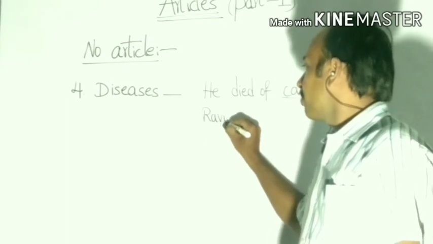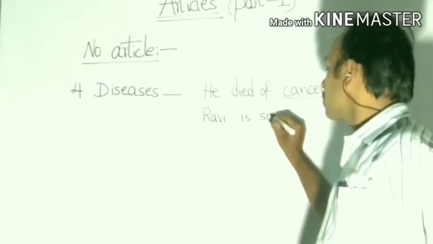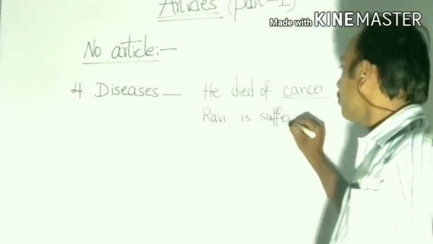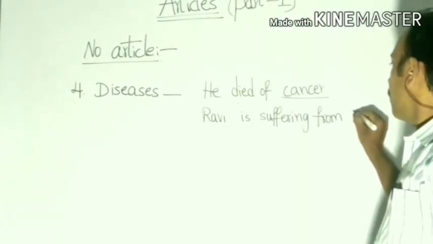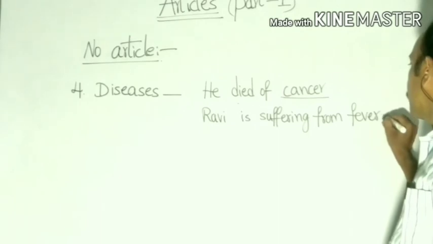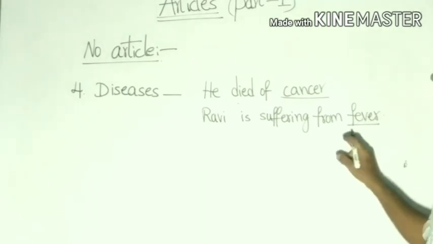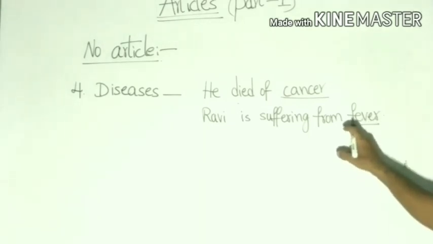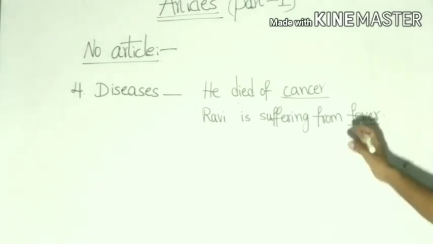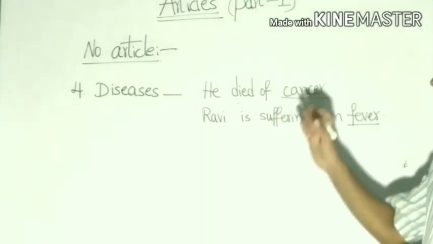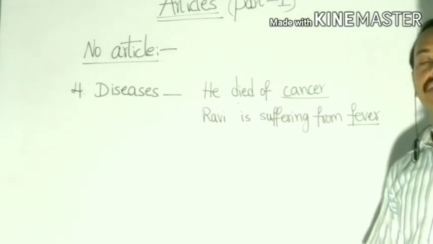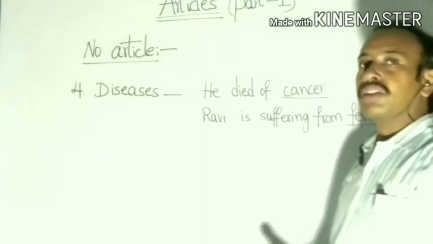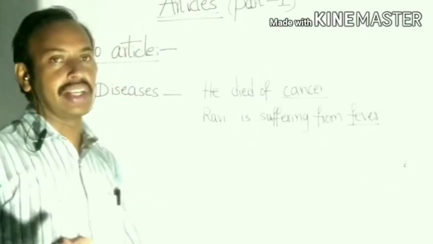Another example. Ravi is suffering from fever. So once again, you can see it clearly that I have not used any article here. So before the names of the diseases like cancer, fever, flu, influenza, okay, measles, don't use any article.